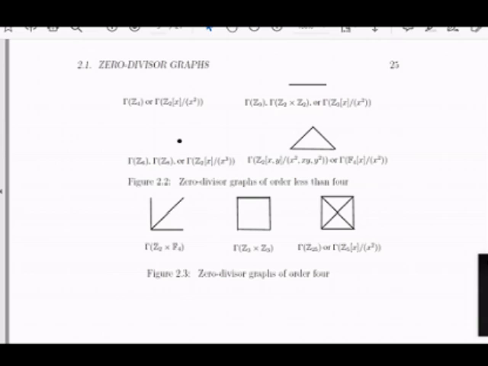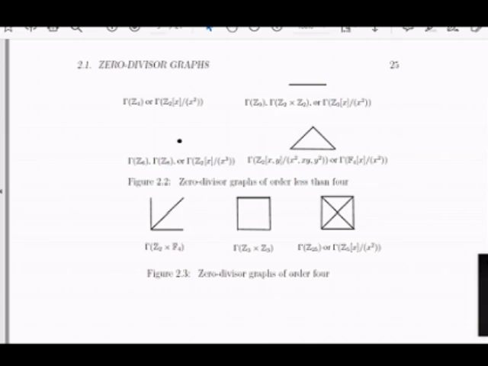What about this one here? Here we have a triangle, three vertices. So what are the rings? Again, these are the rings he gave you. These are non-isomorphic rings, but they gave you the same graph with three vertices. Okay? That's a good question.